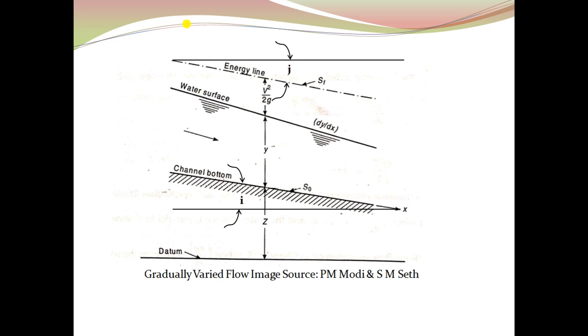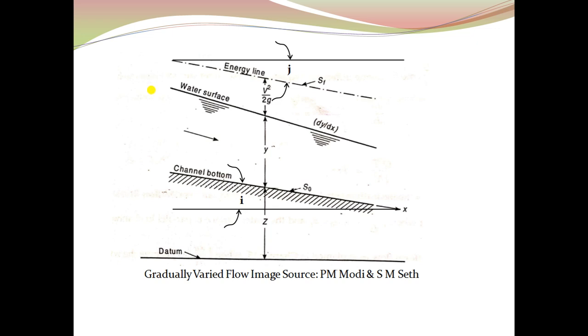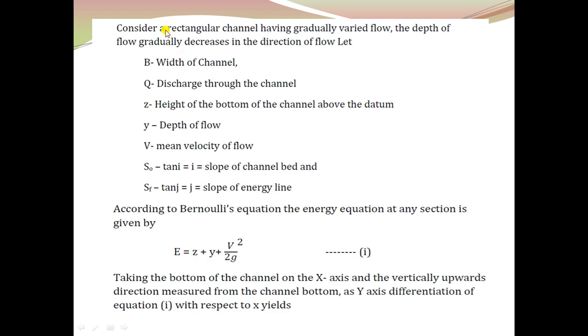So this is the diagram for gradually varied flow. We will be considering a rectangle channel which is having a gradually varied flow. Here the depth of flow decreases in the direction of flow. If you see here, at this particular part the depth is more and here the depth is less. Let us consider a rectangle channel section having gradually varied flow. The depth of flow is decreasing in the direction of flow.